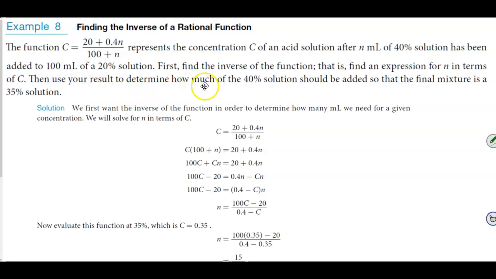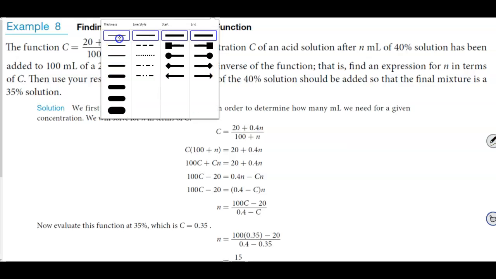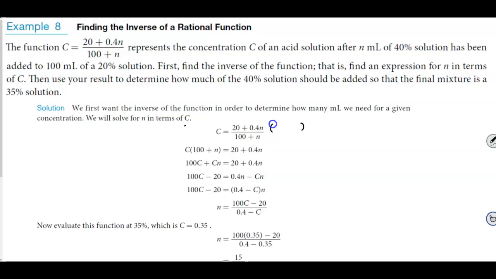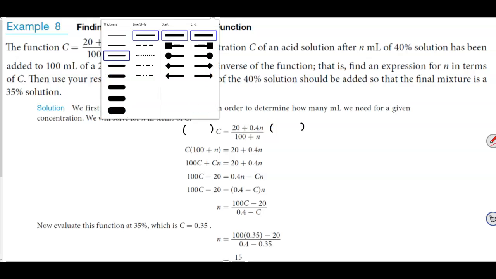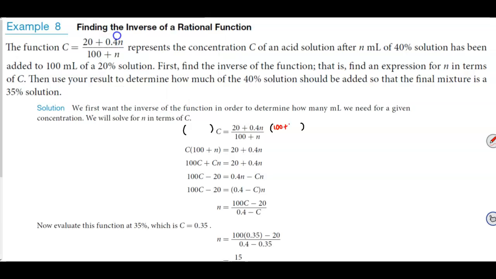Then use your result to determine how much of the 40% solution should be added so that the final mixture is a 35% solution. So we first want the inverse of the function in order to determine how many milliliters we need for a given concentration. So we will solve for n in terms of C. The first step, since we want to isolate n in this problem, is that we need to multiply both sides by the LCD. And the LCD is 100 plus n.